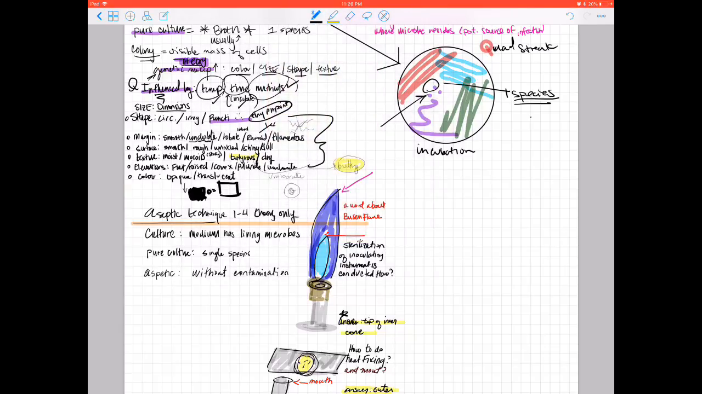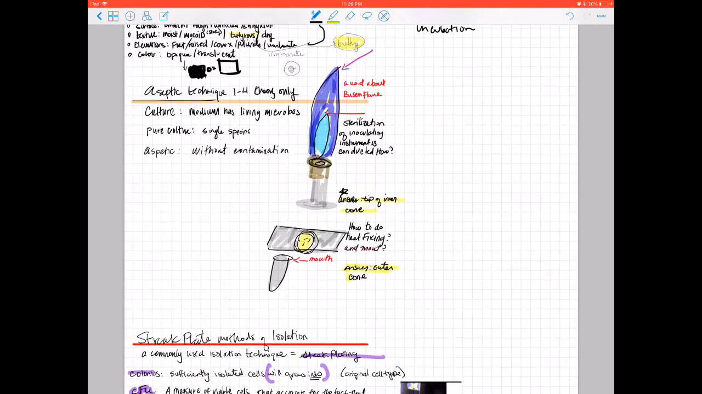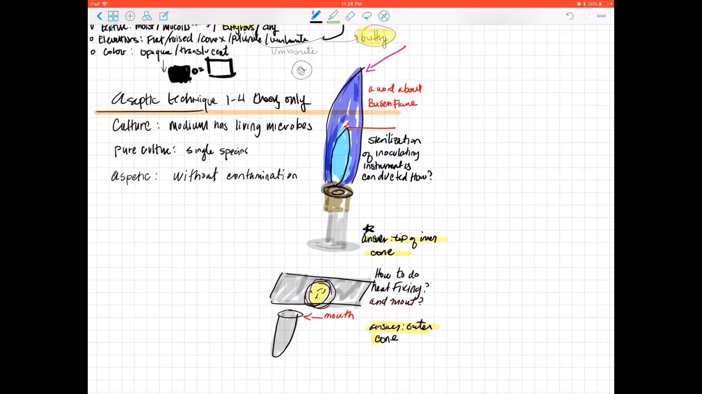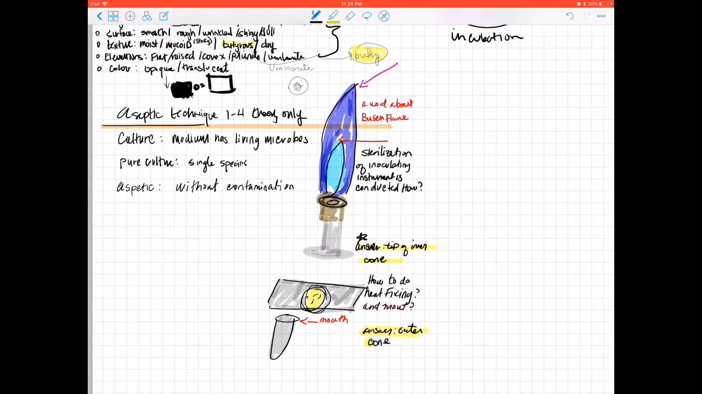Moving on to aseptic technique. You guys, check out my beautiful Bunsen burner. I worked really hard to draw this for you guys, so I hope this is helpful.